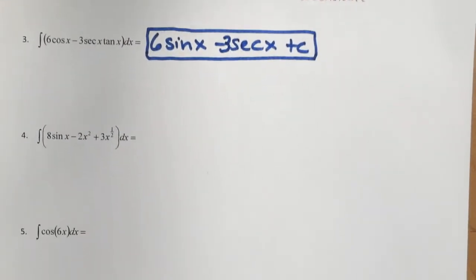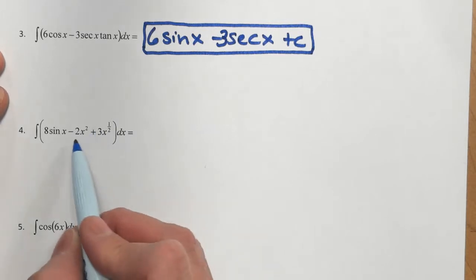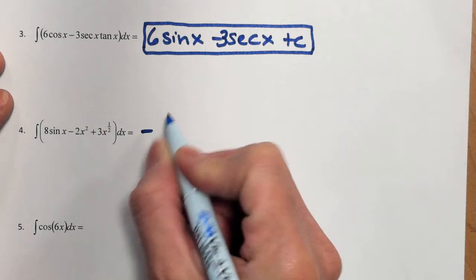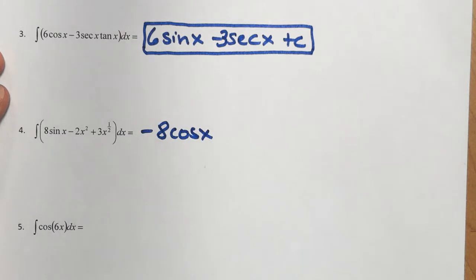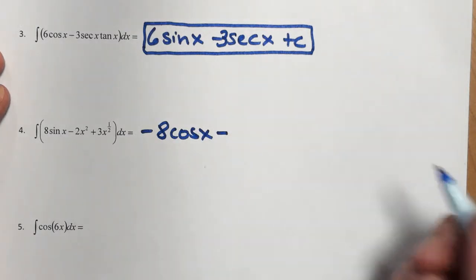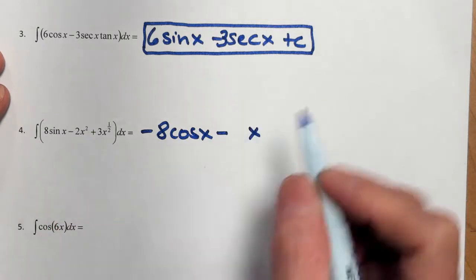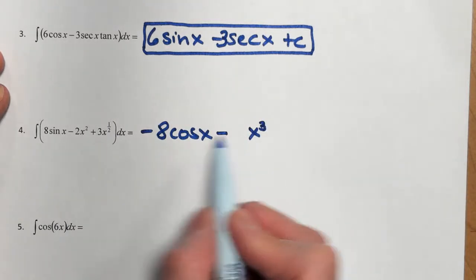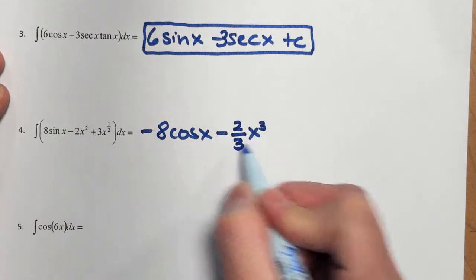Okay, number 4, we have a combination of integral of a trigonometric function with a polynomial here. So 8 cosine, we already integrated sine. We know that the integral of sine is negative cosine. And then let's remember how we do this. So the exponent I'm going to wind up with, if I integrate x squared, is x cubed. And then the coefficient is my old coefficient divided by my new exponent.